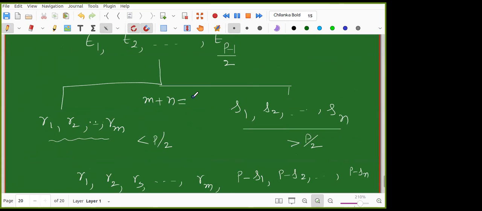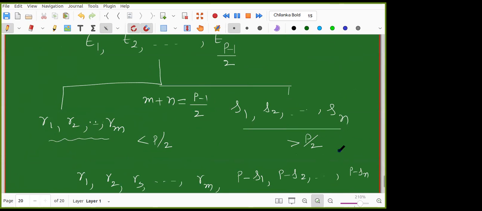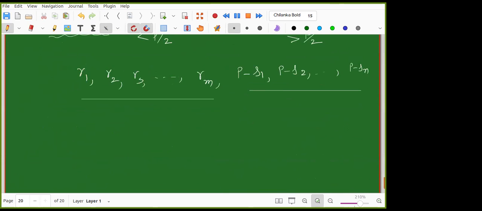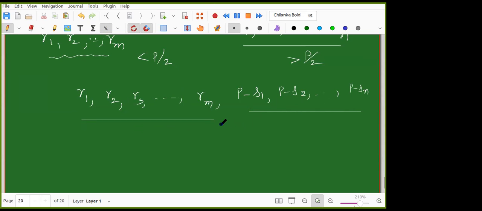P minus 1 by 2. This we already know, there are a total of P minus 1 by 2. That's fine. But now these are also less than P by 2. These are also less than P by 2. But what is the guess you can now say? What are all these numbers now? These are the numbers from 1 to P minus 1 by 2.